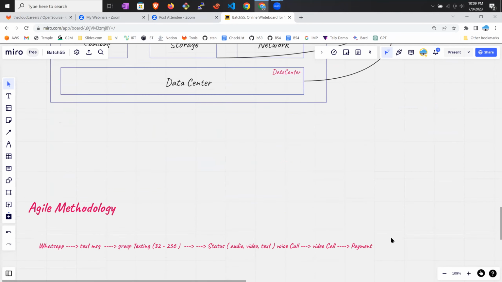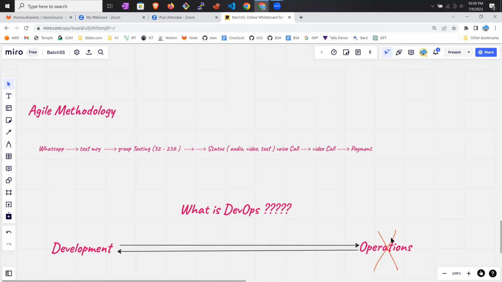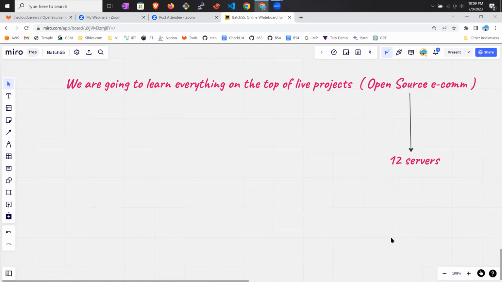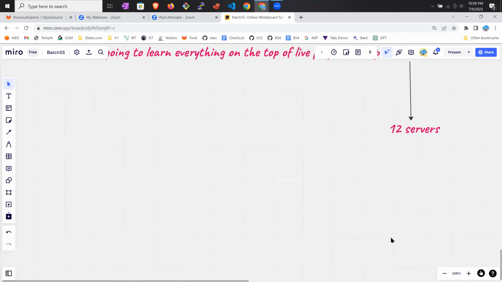Also, I gave a very high-level overview of what the agile methodology is, why it is very famous, what benefits we are going to learn from it, and what DevOps is and why we need DevOps. Also, we are going to learn everything on top of a microservices based project, which is a very big project. From session 5 or 6 itself, we'll start working on the project, and that's what we have covered.